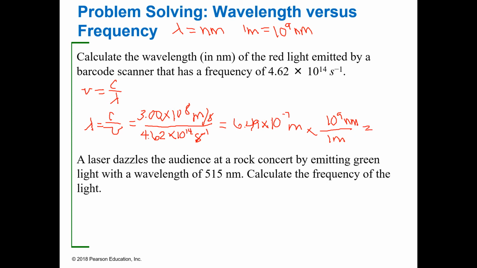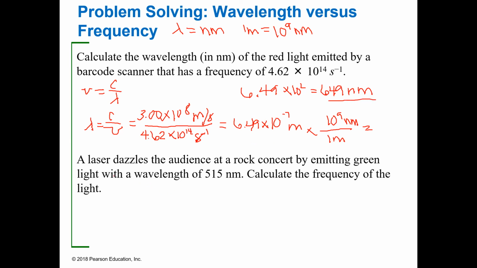Okay, so then, you don't have to do much math here. When you multiply exponents, you add them. So you get 6.49 times 10 to the 2nd nanometers, which is the same thing as 649 nanometers. All right, so that would be my answer.